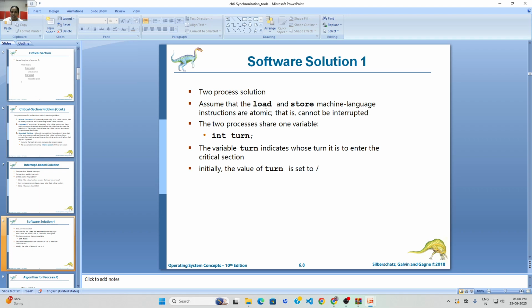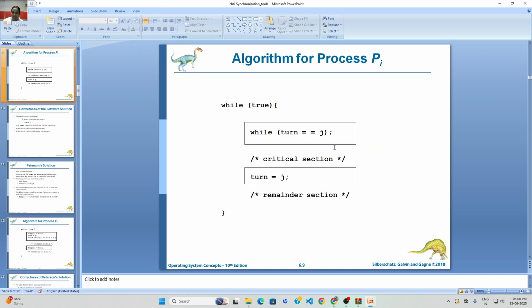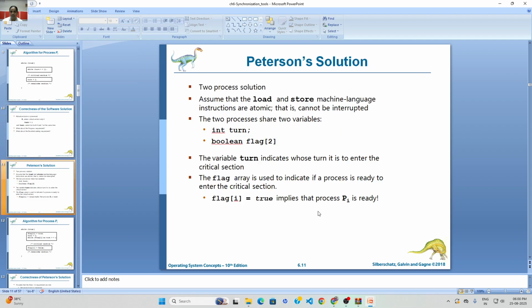One of the solutions to the critical section problem is to use load and store instructions. One instruction is in the critical section, and the remaining sections need to be in the remainder section. If the processes are executed in this order, the critical section problem is solved. To solve the problem, Peterson's solution is used through the load and store instructions.